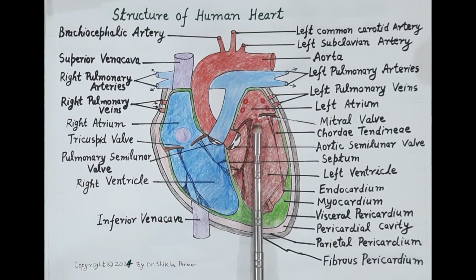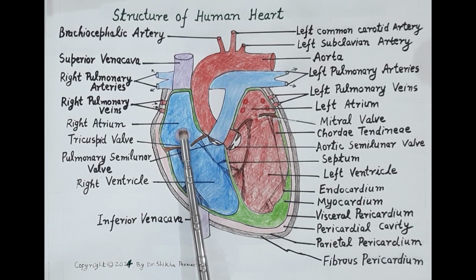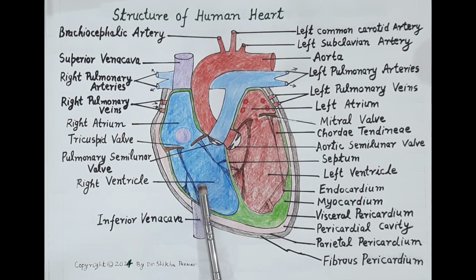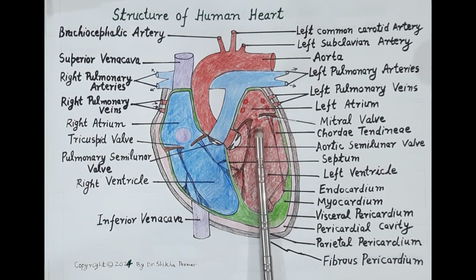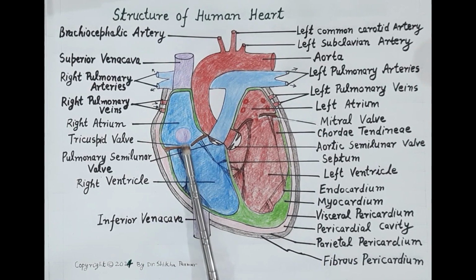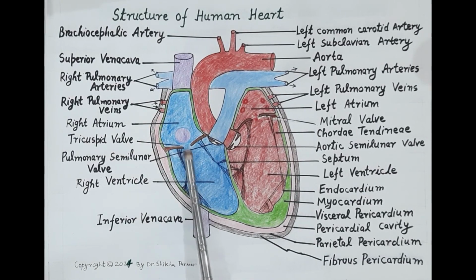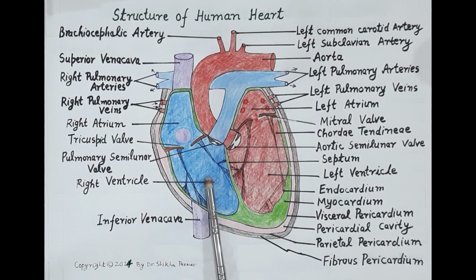Now as you can see here, these are one and 2. These are two atrioventricular valves between the atria and the ventricle. Through this valve, the blood passes from the atria into the ventricle. Now the left atrioventricular valve is known as the mitral valve. It is a bicuspid valve as it is made up of two flaps or two coverings. The right atrioventricular valve is a tricuspid valve. It is made up of three flaps or three coverings.